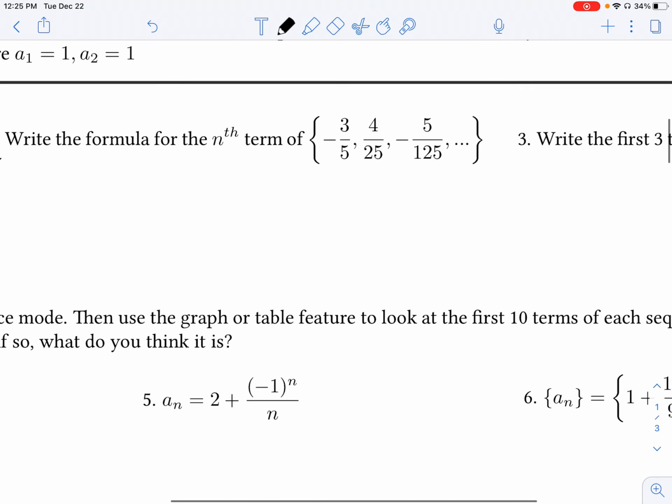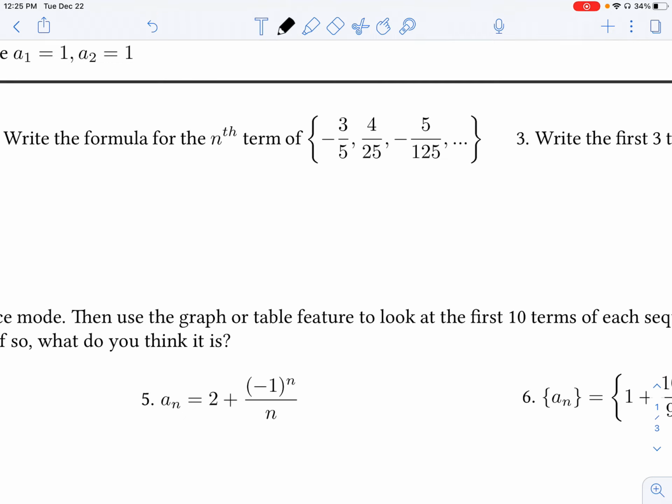For number 2, we're going to write the formula for the nth term of this particular sequence. We see that it is an infinite sequence, right? This notation here indicates that these terms are going to continue. So what we want to do is come up with the nth term. In other words, we want to come up with what we think the function actually is. So we're going to say a sub n is equal to, and we've got to come up with this here.